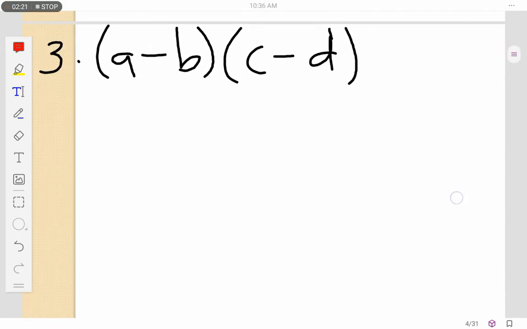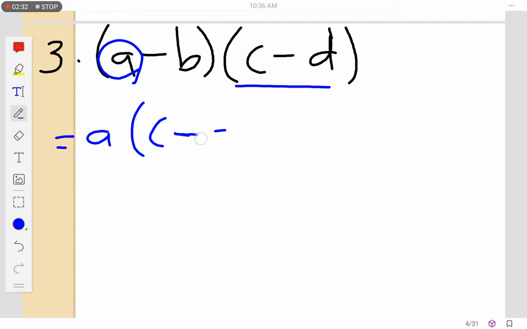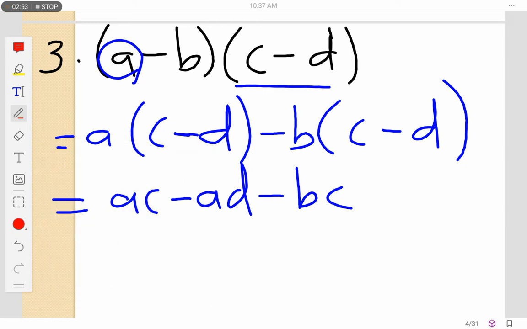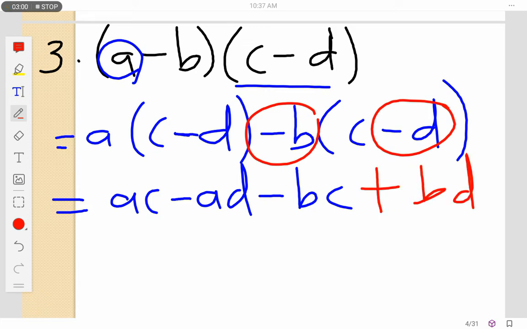Here we are going to multiply A with this bracket and minus B with that bracket again. So I'll have A multiplying 6C minus D, and minus B multiplying C minus D. Let's expand. A times C, I get AC. A times minus D, we get minus AD. Then minus B times C, we get minus BC. Minus B times minus D, please take note, we get plus BD. Now we have this. This becomes our final solution. We cannot over expand this. Let's look at another question.